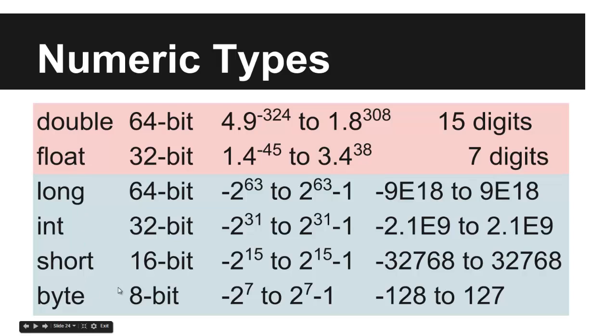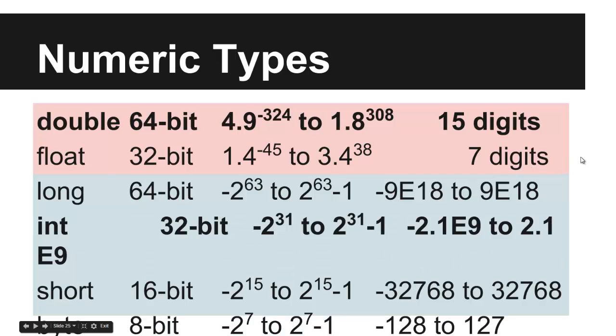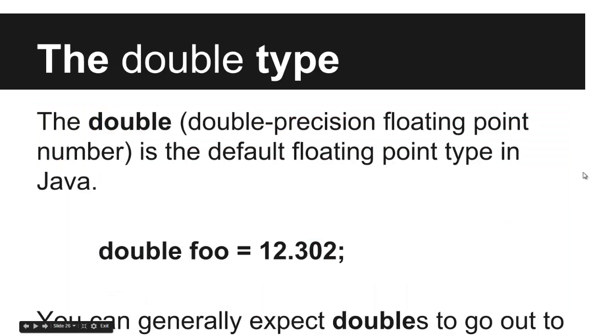The bits in blue, those are all your integers. Those are your integer types. The one that we use by default is the int. And the floating point variety that we use by default is the double. Okay? And so with the double, it's a double precision floating point number. It's the default floating point type in Java, and we create it just like so.